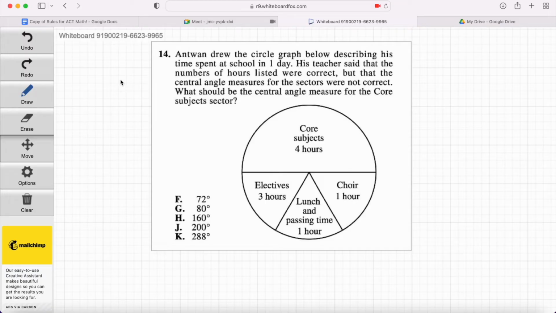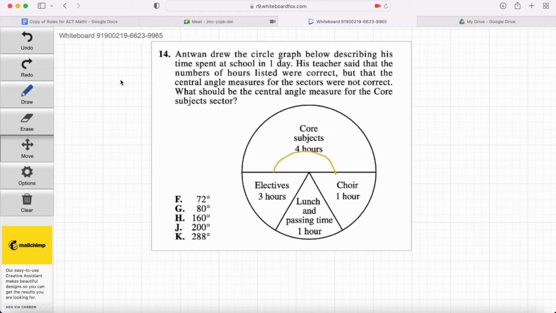Ooh. What are we solving for here? There's a lot going on there, yeah. What should be the central angle measure for the core subject sector, whatever that means. So basically what we're solving for is the angle measure for the core subject's sector. This is the core subject sector right here, this top one. Okay. And right now, if this were drawn to scale, that central angle would be 180 degrees.